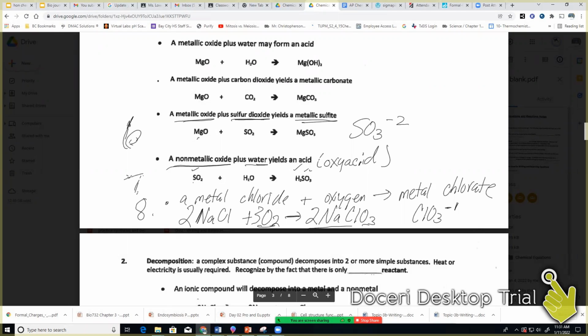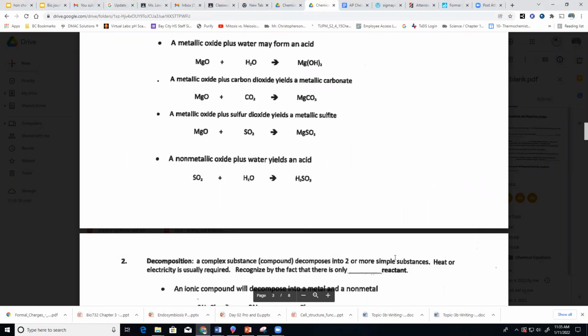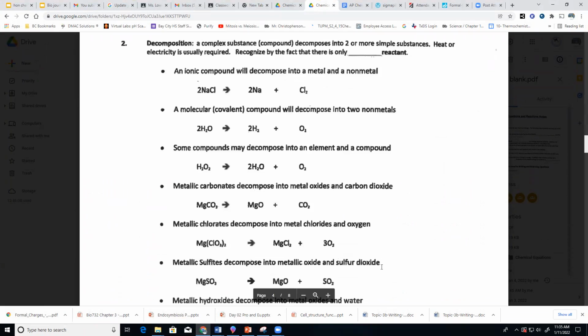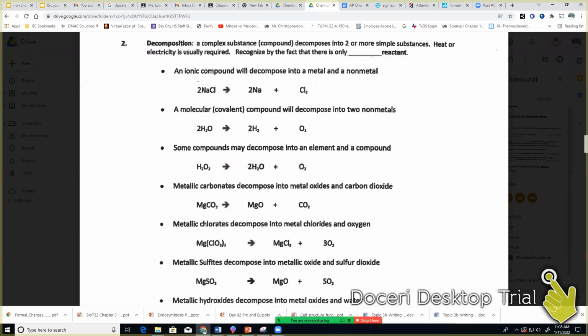So I do feel like it's quite a few things to memorize, but the decompositions are just going to be a reverse of your synthesis. So it's not like really memorizing a whole nother eight set of different types. So decomposition, we're breaking something down. So you're going to be starting with your more complex compound, and then you'll break it down into 2 more simple compounds. So the giveaway here is that you always just start with one reactant. Probably the easiest ones to recognize.